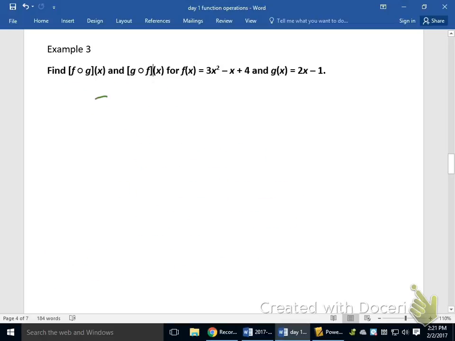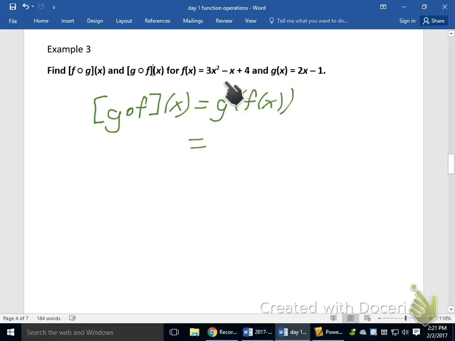Okay, moving on to g of f of x. So this time it's going to be the reverse, where I'm actually taking the f of x function, plugging it into the g of x function. Fortunately, this will actually be a lot less work. Alright, this will be g of, let me go ahead and write in what f of x is. It's 3x squared minus x plus 4. And now I'm going to take that stuff and I'm going to insert it into the x value for the g function. So it'll be 2x minus 1, but instead of x, I now have 3x squared minus x plus 4.